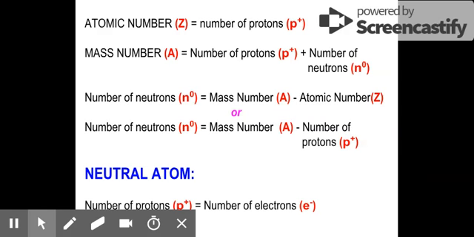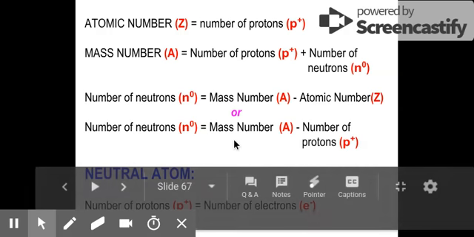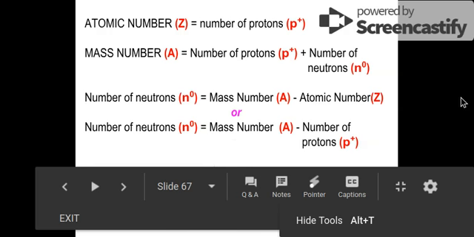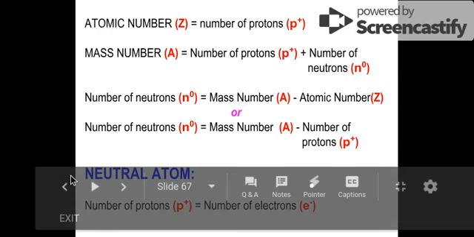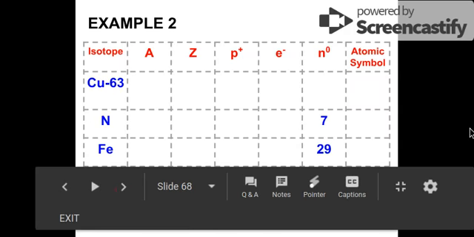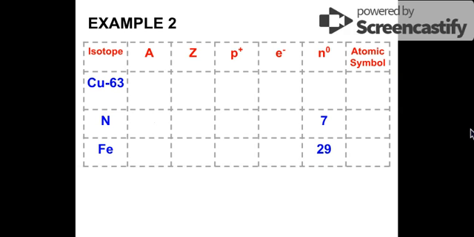And always, it's correct to assume that in a neutral atom, the number of positive protons is always equal to the number of electrons. So here in this video, I'm going to show you another example of filling out a table with different isotopes and at the same time writing its atomic symbol. So let's proceed. On your screen, you see copper 63, the first one.